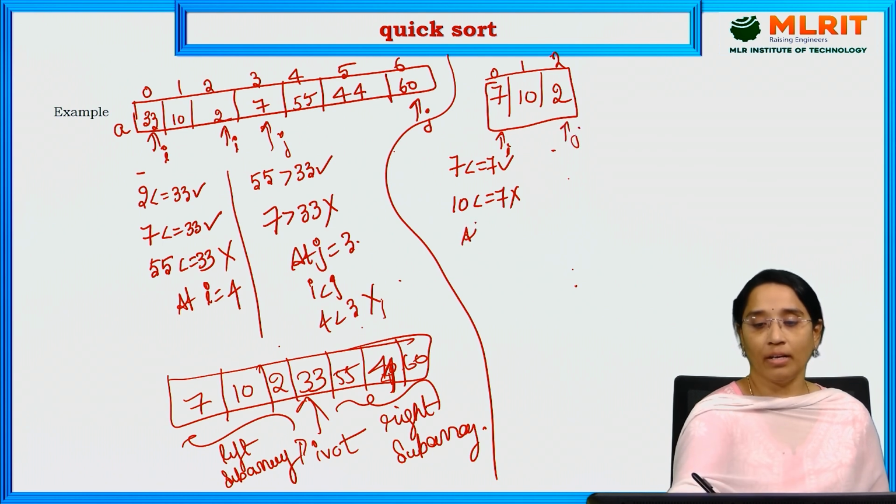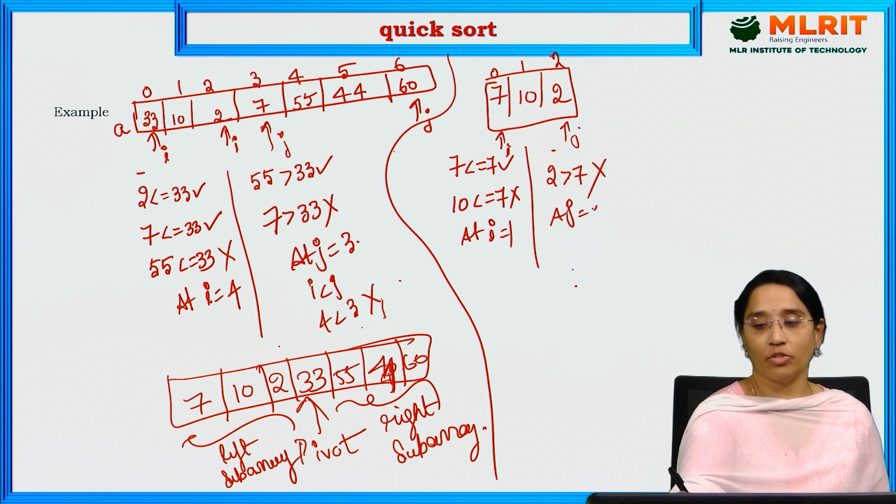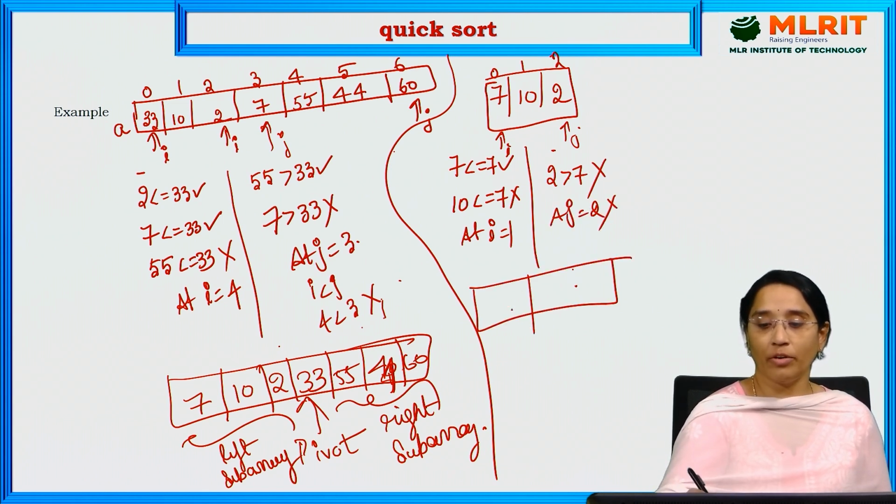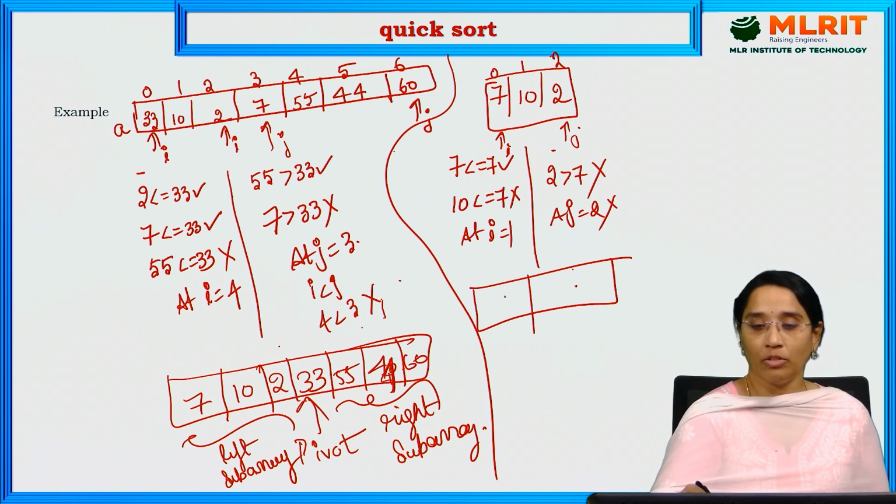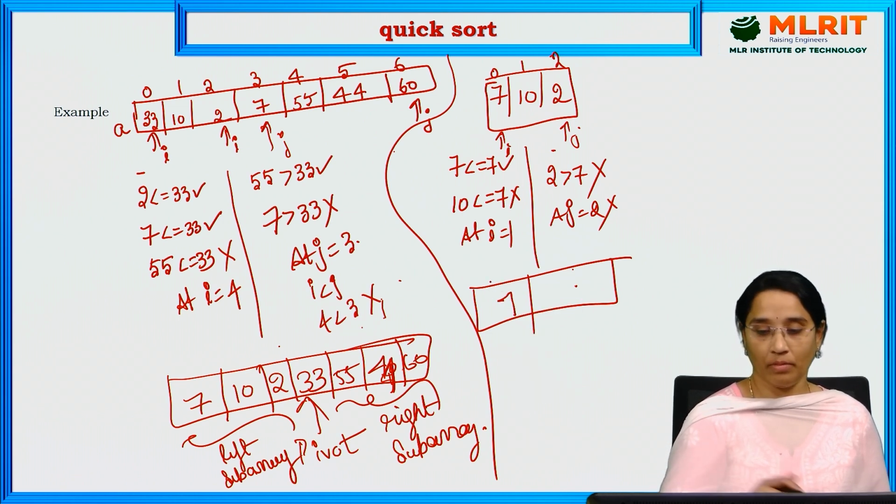So at i equals 1. Next, 2 greater than 7 false. At j equals 2. So swap i and j. After swapping, what will you do here? So it is 7, 2 and 10.